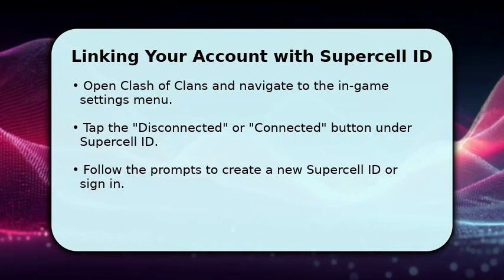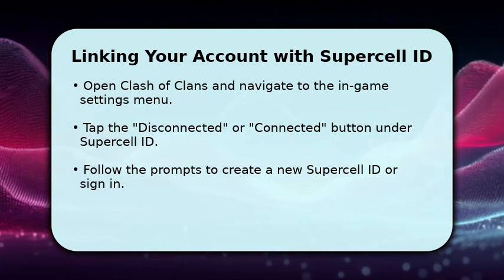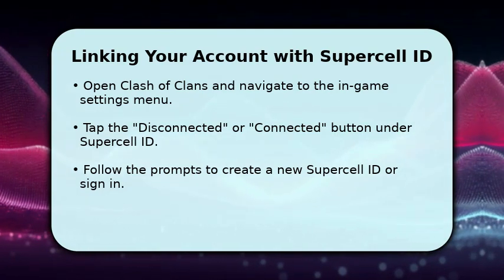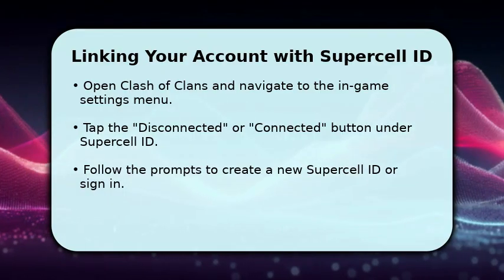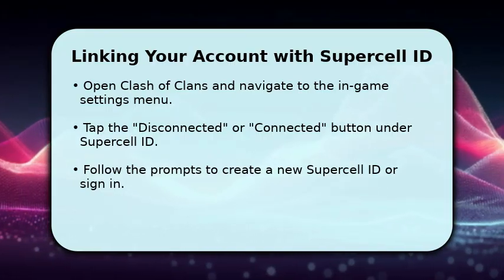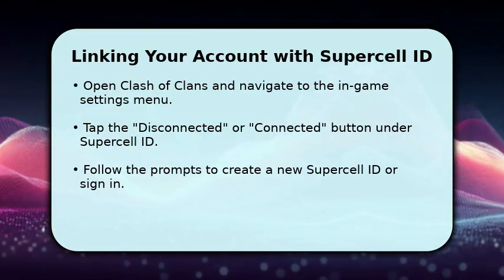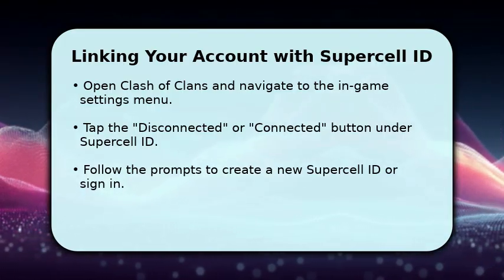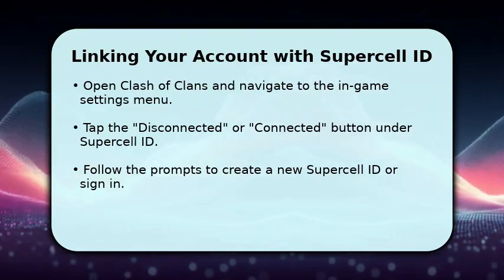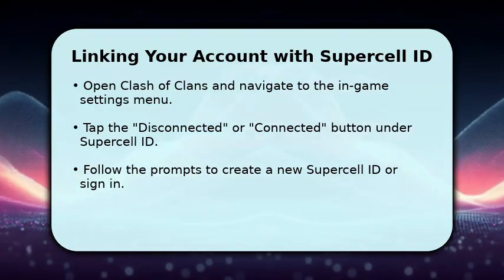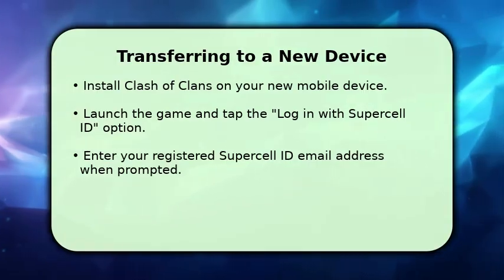To begin, open your Clash of Clans game and head into the Settings menu. Look for the Supercell ID section. You'll see a button that says either Disconnected or Connected. Tap this button, then follow the on-screen instructions to either create a brand new Supercell ID using an email address or sign in with an existing one. A unique 6-digit verification code will be sent to your chosen email, which you'll need to enter to complete the linking process.